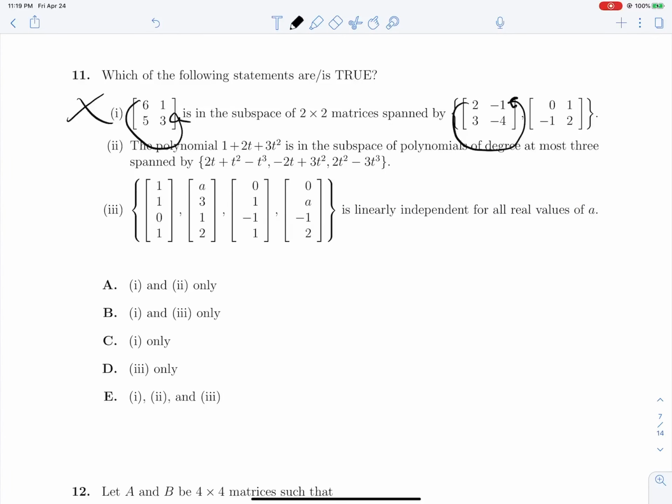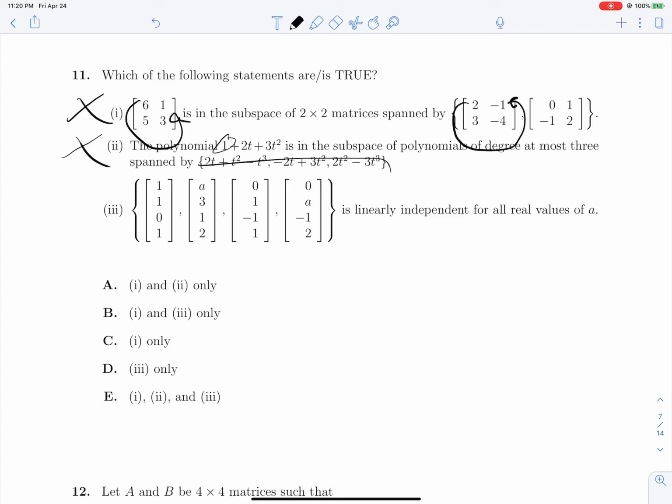What about 2? The polynomial 1 plus 2t plus 3t squared is in the subspace of polynomials of degree at most 3, spanned by these 3 polynomial vectors there. Okay, so how can we deal with this? Well, we don't actually have to do any math, which is nice. We see that this polynomial includes a constant. None of the polynomials we're trying to express it as a linear combination of have any constants in them. So we don't even have to make this into a matrix or solve any kind of system, because there's a constant here and no constants here. So there's no way to make a constant.